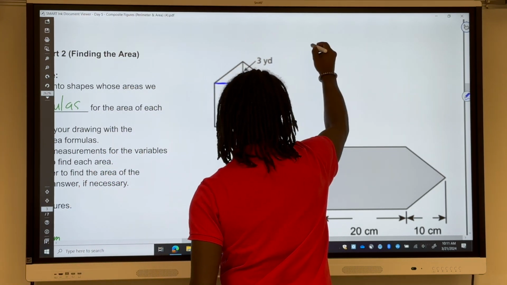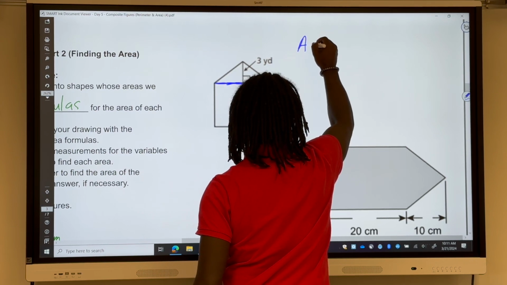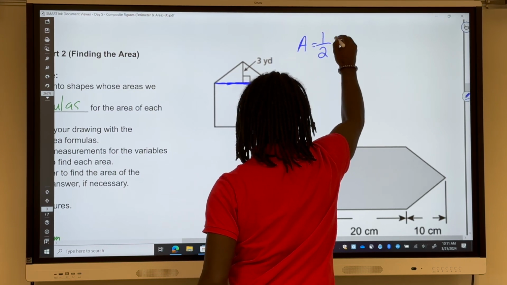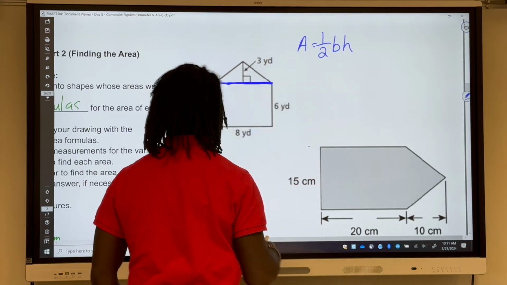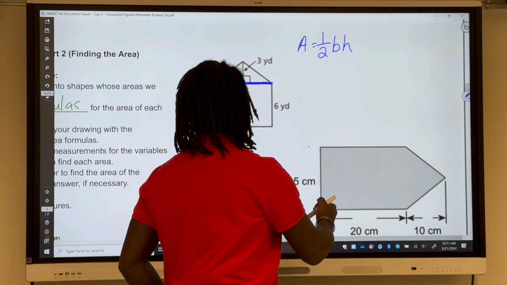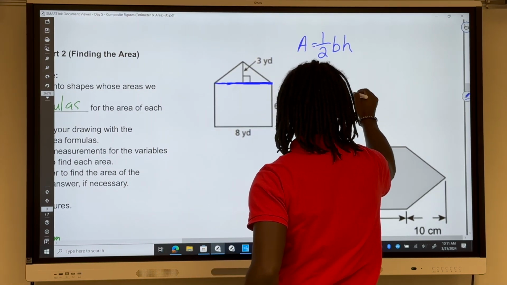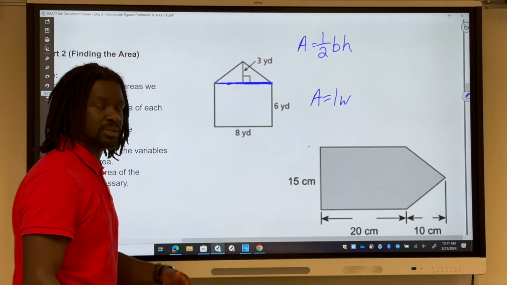The first shape I have is a triangle. It is area equals 1/2 times the base times the height. So that's the formula for a triangle. Then I got a rectangle. The area of a rectangle is length times width. So I got both of my shapes.